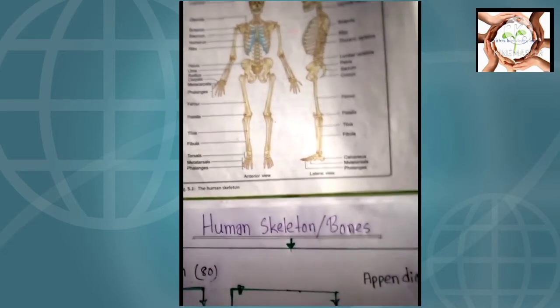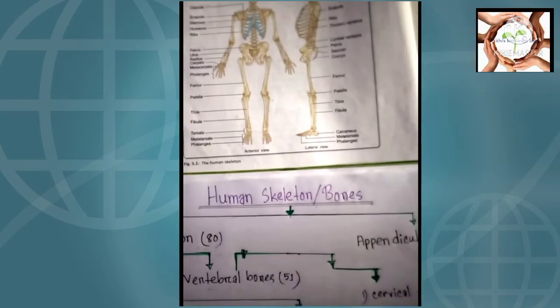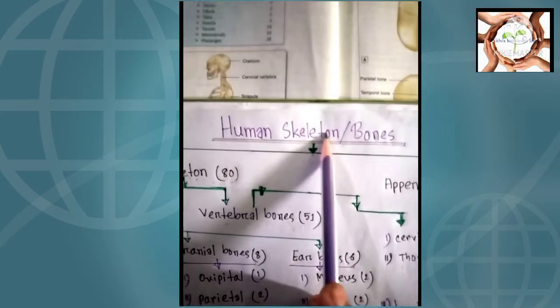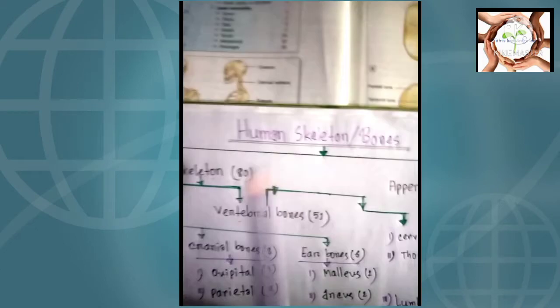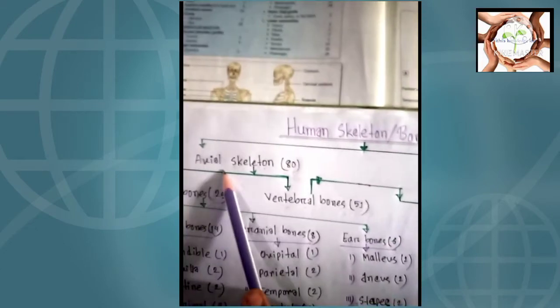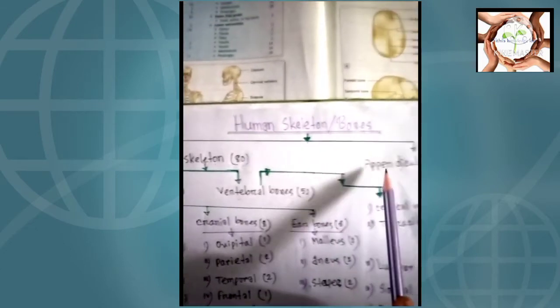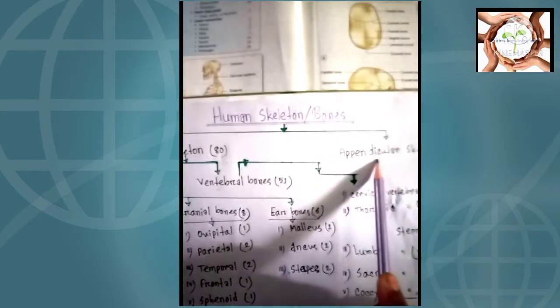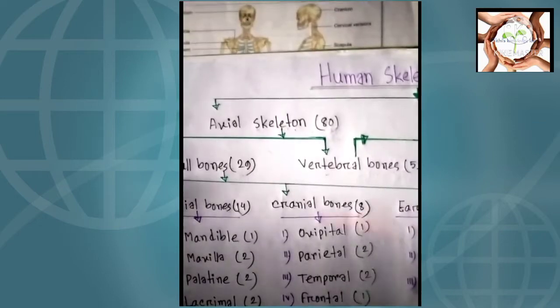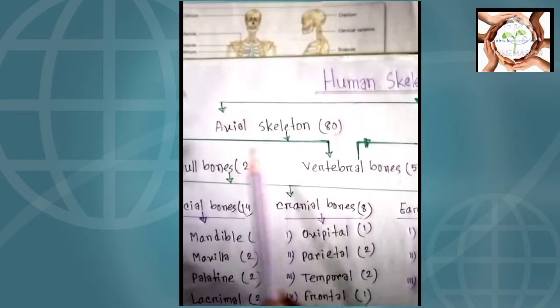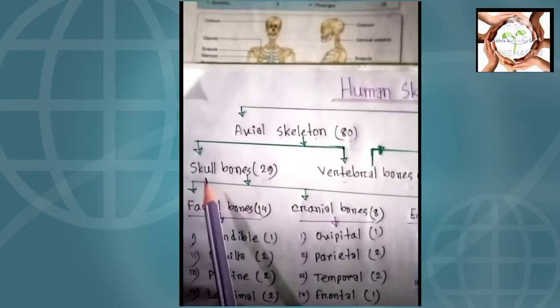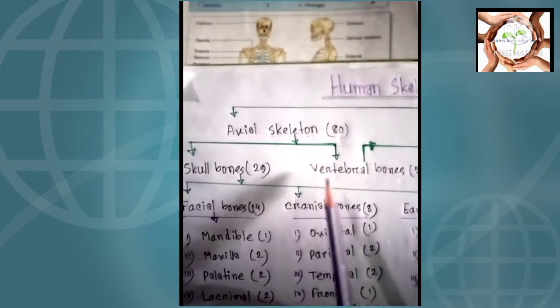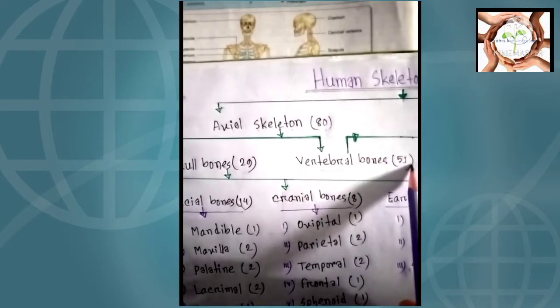So now, firstly, we come to the bone types. The human skeleton can be divided into two principal divisions: the axial skeleton and the appendicular skeleton. The axial skeleton is 80 and the appendicular skeleton is 126. Firstly, the axial skeleton. There are two kinds of axial skeleton: skull bones 29 and vertebral bones 51.